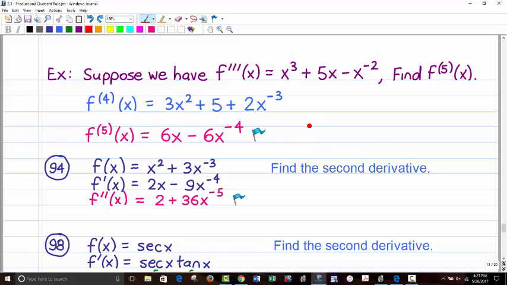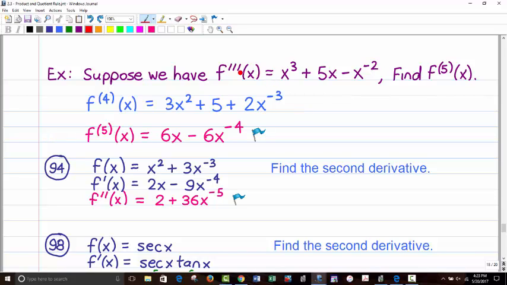Here's a problem where you need to be careful what information it's giving you. Notice it's giving you the third derivative, triple prime, and it wants the fifth derivative. So you have to realize that you don't take 5 derivatives like you would if you were starting with just f of x, because you're already at the third derivative. That means you only need 2 more derivatives to get to the fifth derivative.